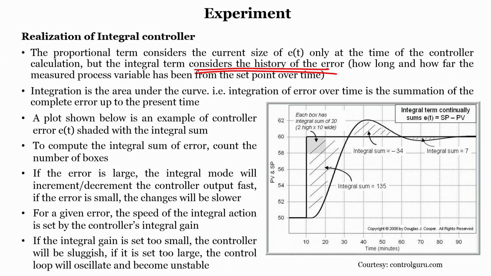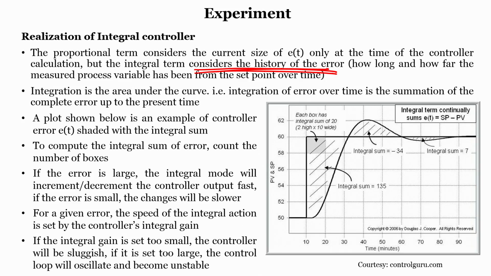That is why the proportional integral controllers are better than just a proportional controller, and there are other controllers called proportional integral derivative, which is PID controller, which are even better than PI controller. But anyway, let us continue with our integral controller right over here. So, the proportional term, like we discussed, considers only the current size of E(t) in the controller calculation, but the integral considers also the history. So, how long and how far the measured process variable has been from the set point over time, and that is very important for a controller action.